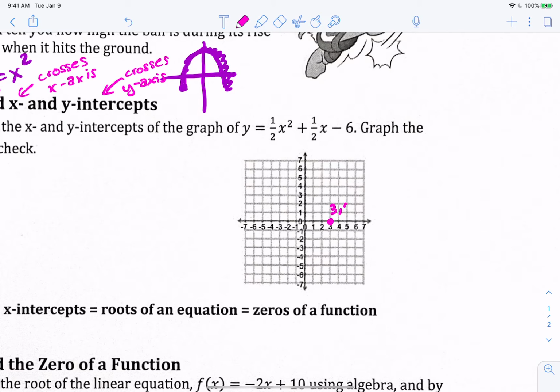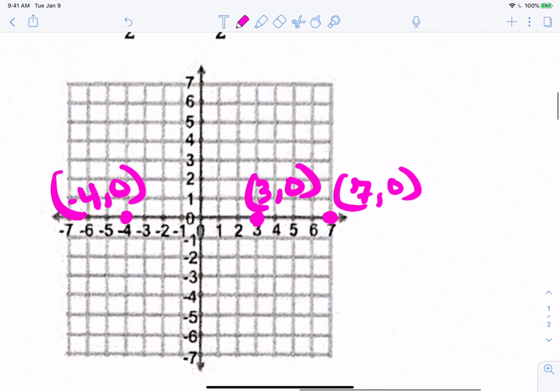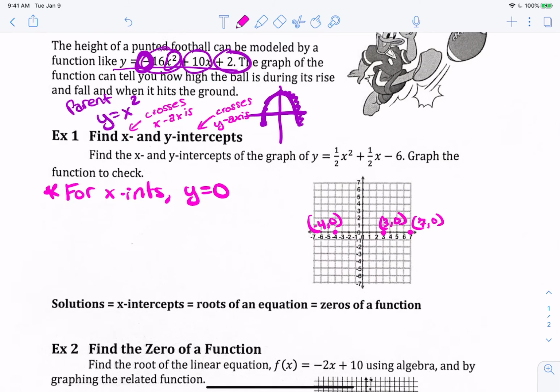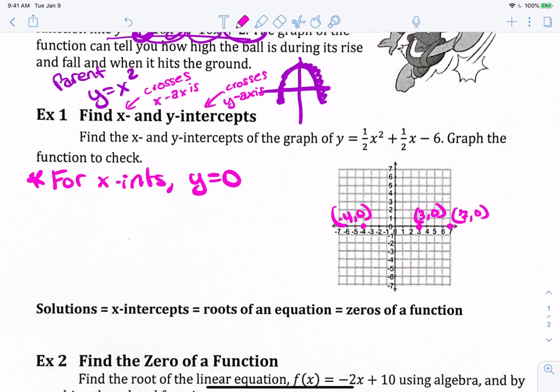This is the point (3, 0). That is an x-intercept. This is the point (7, 0). That's another x-intercept. This dot right here is the point (-4, 0). That's an x-intercept. What do all of those 3 points have in common? The y-coordinate is 0. So put a little note over here that says for x-intercepts, the y is equal to 0. For all of these x-intercepts, the y-coordinate is 0.